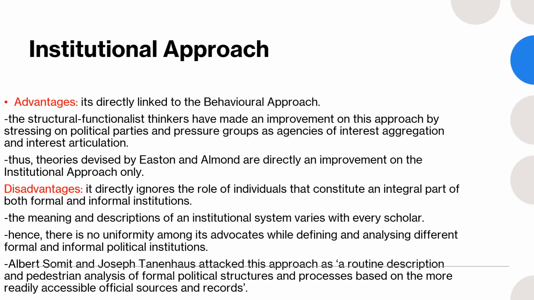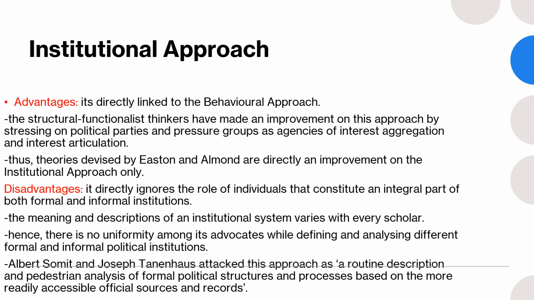Now, let's consider the advantages and disadvantages of the institutional approach. Advantages. Number one, it is directly linked to the behavioral approach. Number two, the structural functionalist thinkers have made an improvement on this approach by stressing political parties and pressure groups as agencies of interest aggregation and interest articulation. Number three, thus, these theories devised by Easton and Almond are directly an improvement on the institutional approach only. That means whatever Easton and Almond have done, they have been inspired by the institutional approach.